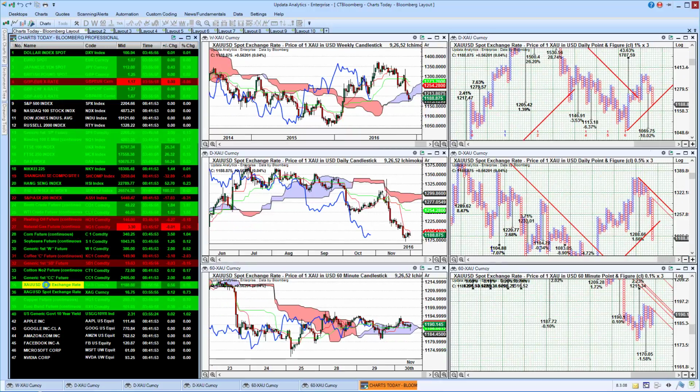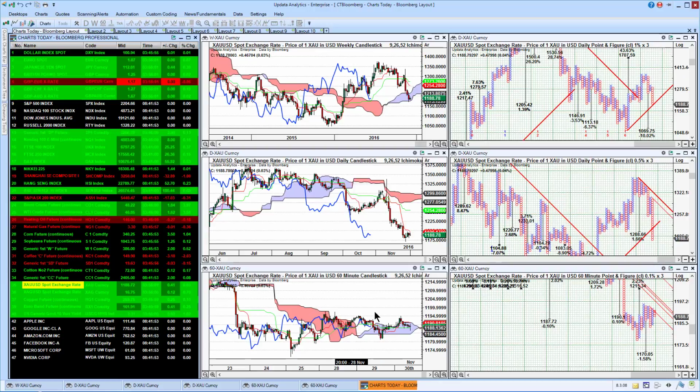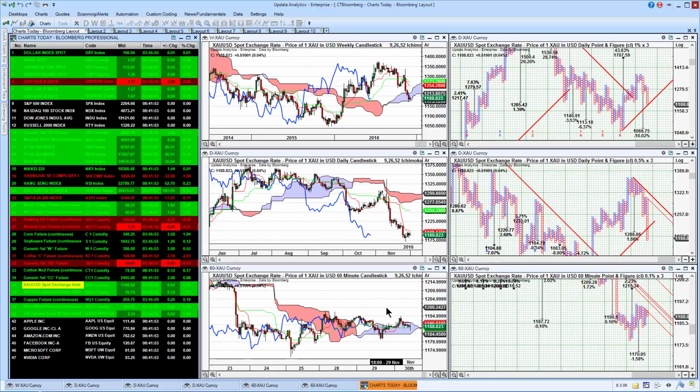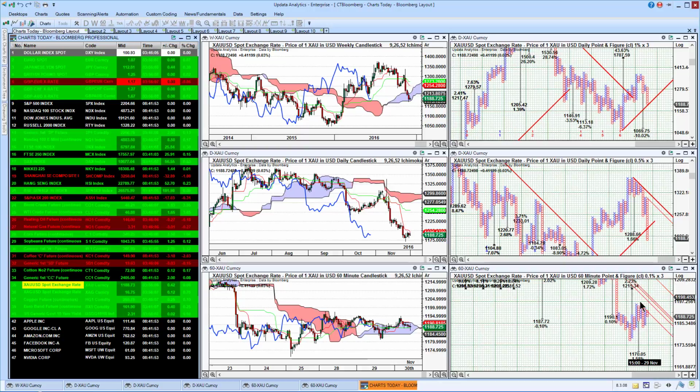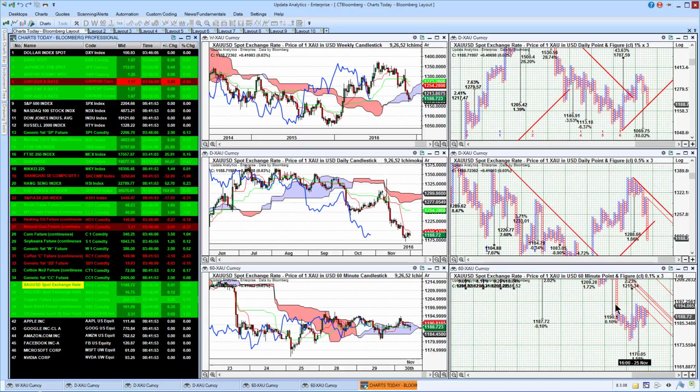If we take a look at gold, gold is just creeping through on the 60-minute chart, just turning bullish. That upside target of 1215 activated. We expect to see that 1200 level back above there.